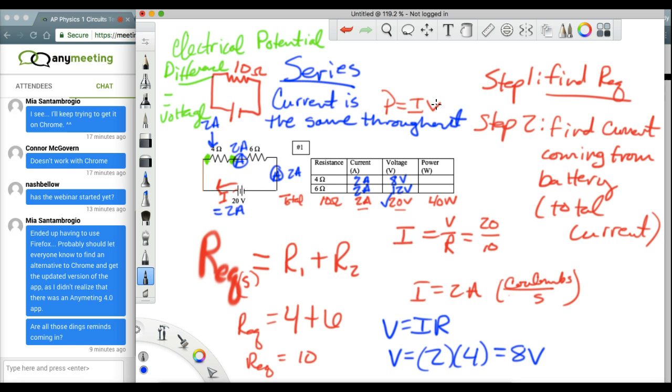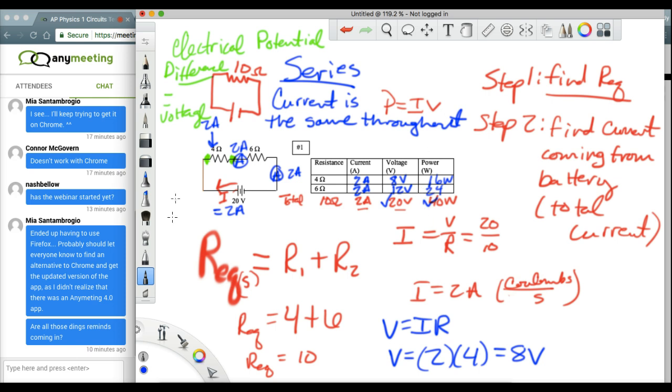Power, again, is just current times voltage. So current is 2, voltage is 8. That's going to give me 16 watts. And then 2 times 12 is 24 watts. And again, 24 plus 16 is equal to 40. So that checks out there.